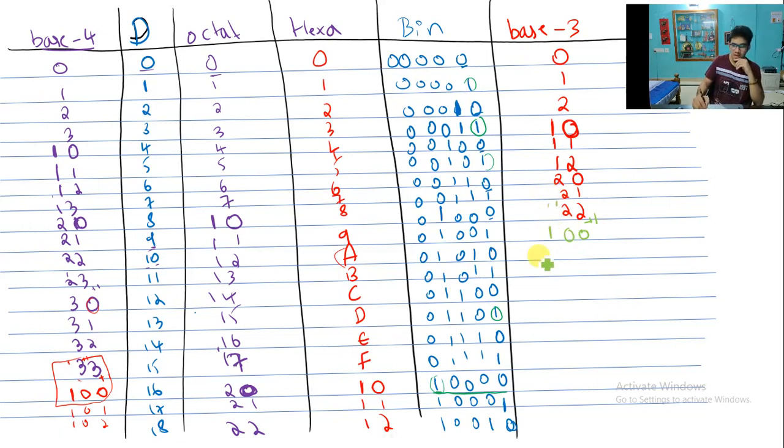Then it is 1 0 1, 1 0 2, 1 1 0. 3 I cannot write, so when I add 1, 2 plus 1 is 3, I'll be writing 0, then I'll be carrying that 1 here. Then 1 1 1, 1 1 2, then 1 2 0, 1 2 1, 1 2 2. After this 1 2 2, when I try to add 1, it becomes 0, 1 carry, 0, 1 carry, 2 0 0. So I hope this is clear here, right?